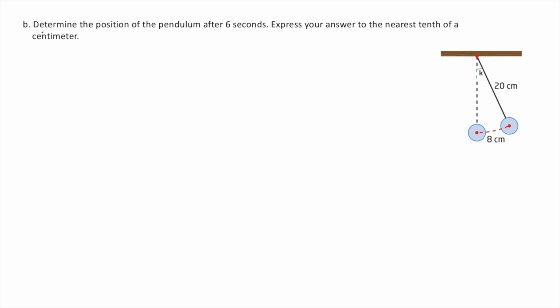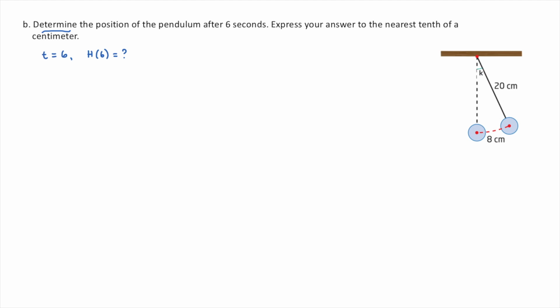Now part B is asking us to determine the position of the pendulum after 6 seconds. They want us to express the answer to the nearest tenth of a centimeter. But first, let's do the first part. They're telling us that t is equal to 6, and they're asking us to find h of 6. It's like giving you the input. We have the input, which is 6, and they want us to find the output, the y value. In this case, the value of h at 6.